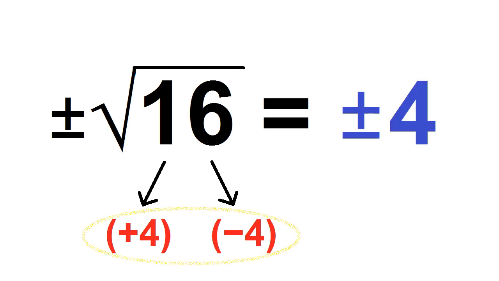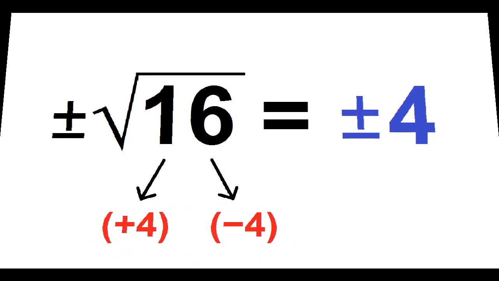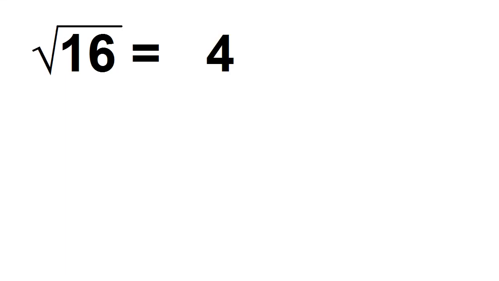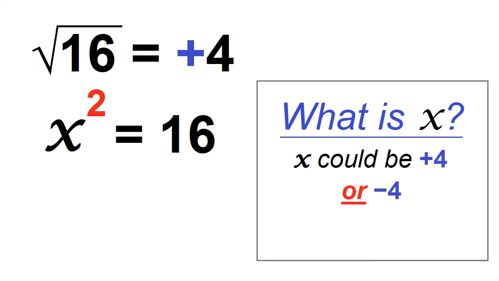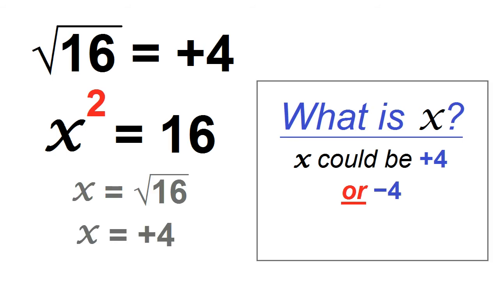Now normally this is fine, but there's one thing you have to be extra careful with. The answer to this is 4, positive 4. But if you're given x squared equals 16 and you need to find x, x could be 4 or negative 4. So if you solve the equation like this, you'd only be partially right, because you'd get your answer of 4, but you wouldn't get the equally valid solution of negative 4.